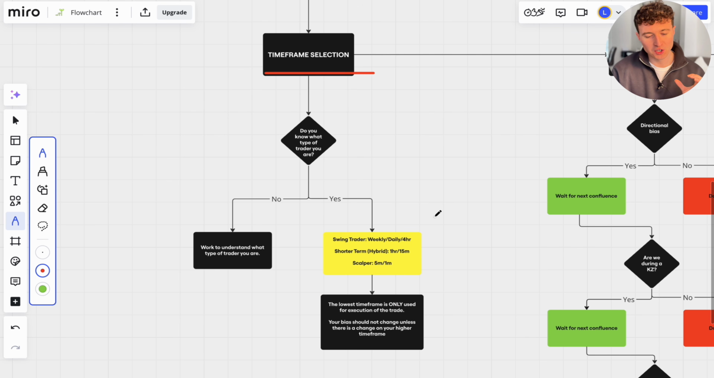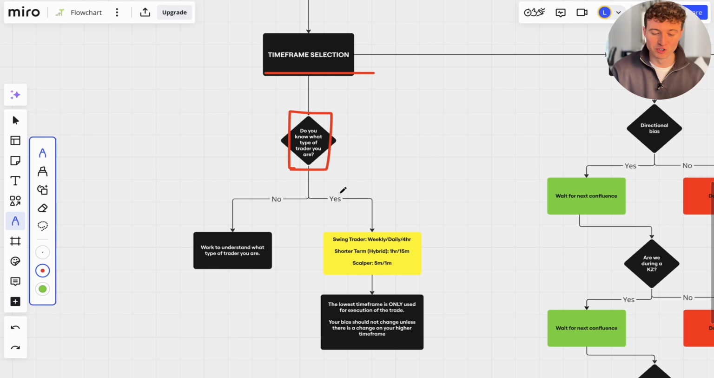The first thing that you need to ask yourself is, do you know what type of trader you are? If the answer is no, then you simply need to work to understand what type of trader you are. At the end of the day, I can't tell you what type of trader you should be. However, one thing that I can say is when I first started trading over 7 years ago, I thought that I wanted to become a swing trader. However, what I quickly realized is I simply didn't have the patience for swing trading.